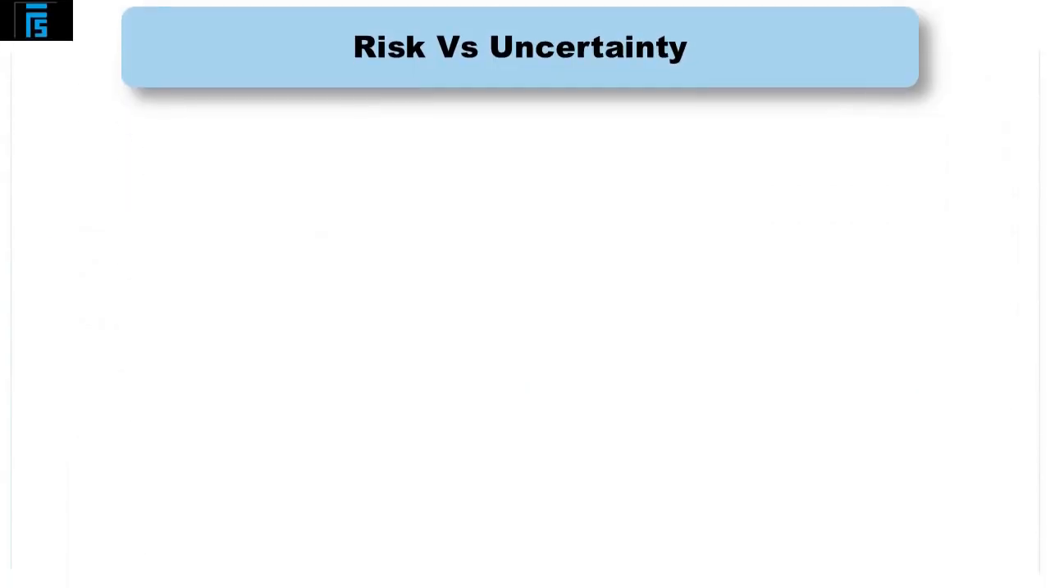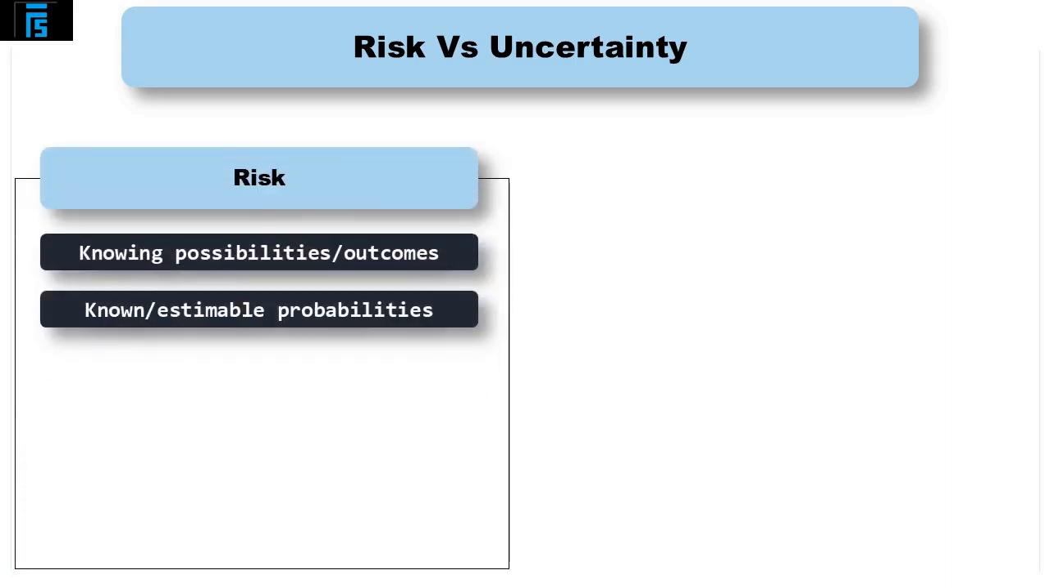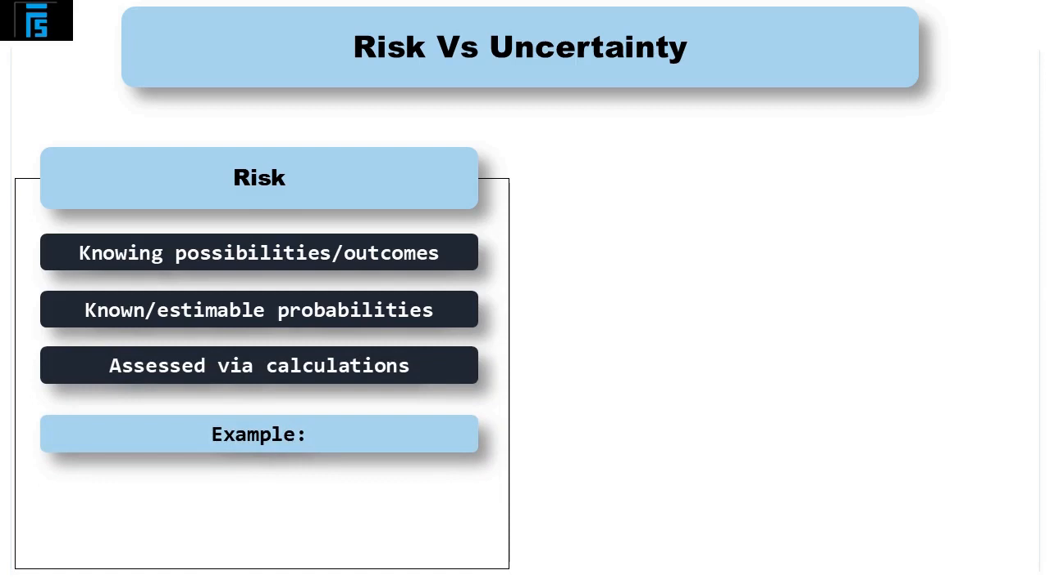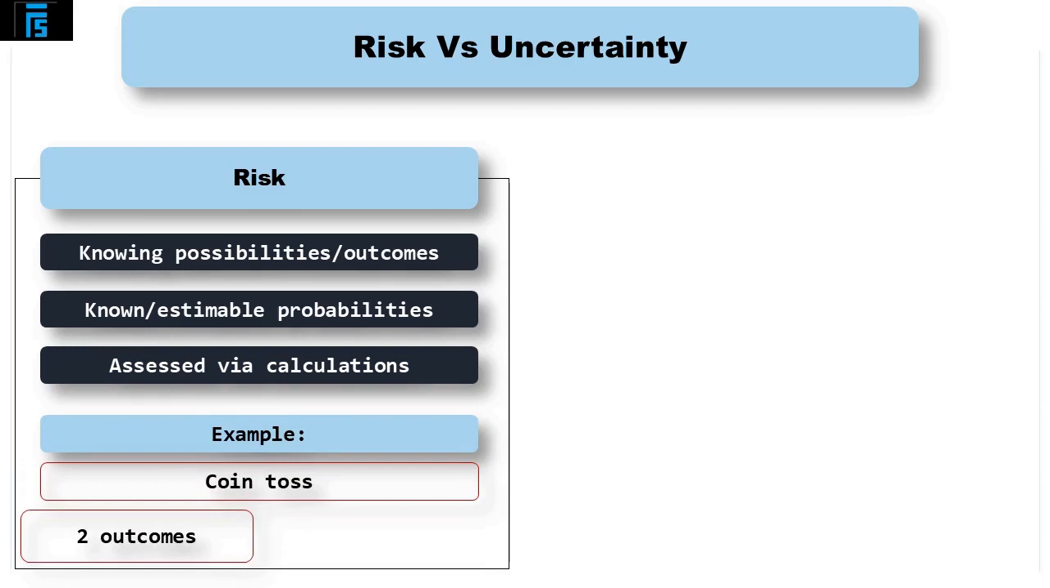First of all, let's distinguish between risk and uncertainty. Risk concerns known possibilities or outcomes and known or estimable probabilities. The benefit is that we can therefore do some calculations to help us assess the risk. For example, the risk associated with tossing a coin. There are 2 possible outcomes, heads or tails, and a 50-50 chance of each.